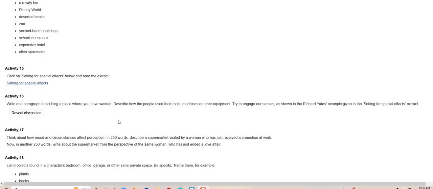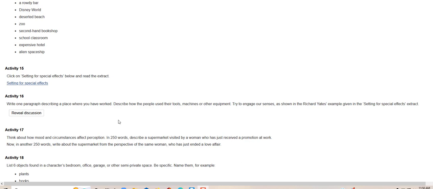Another thing about setting is that it dates your story. Notice how people don't go to a store anymore to use a computer. That's why Kinko's no longer exists. So here you write a paragraph describing a place where you have worked.